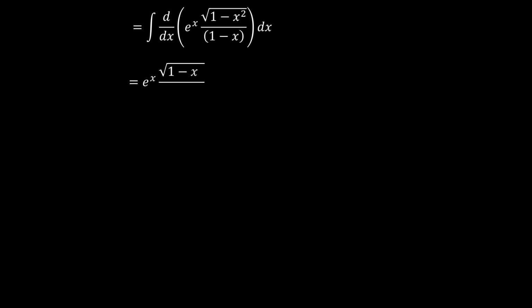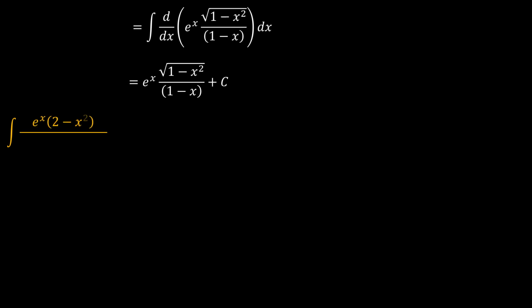Since we have the integral of a derivative, our function, as we mentioned, is immutable, and so we have our answer being e to the x times the square root of 1 minus x squared over 1 minus x, plus the integration constant.